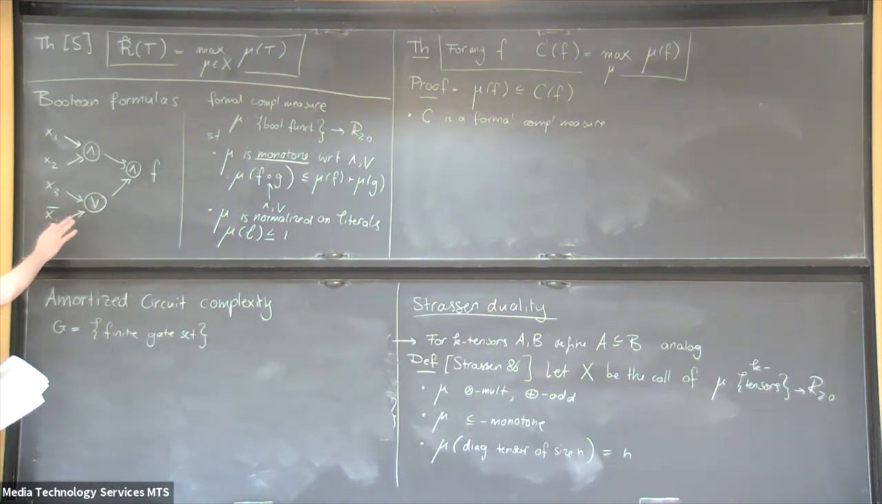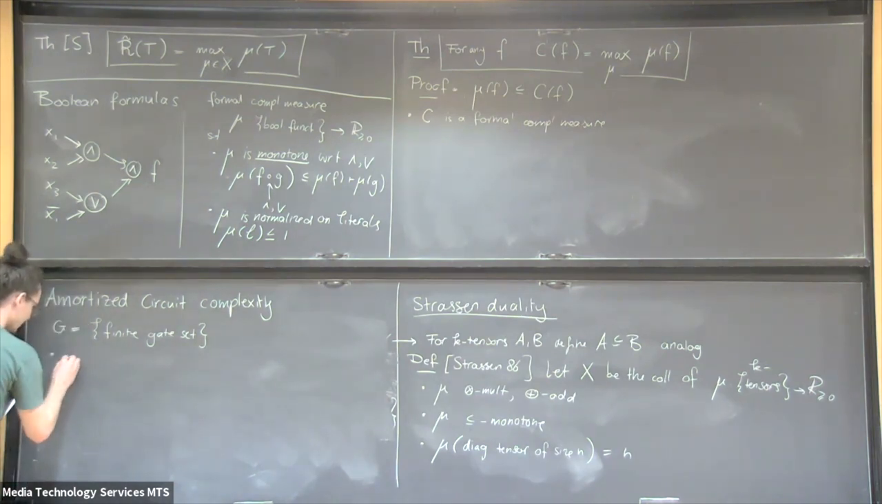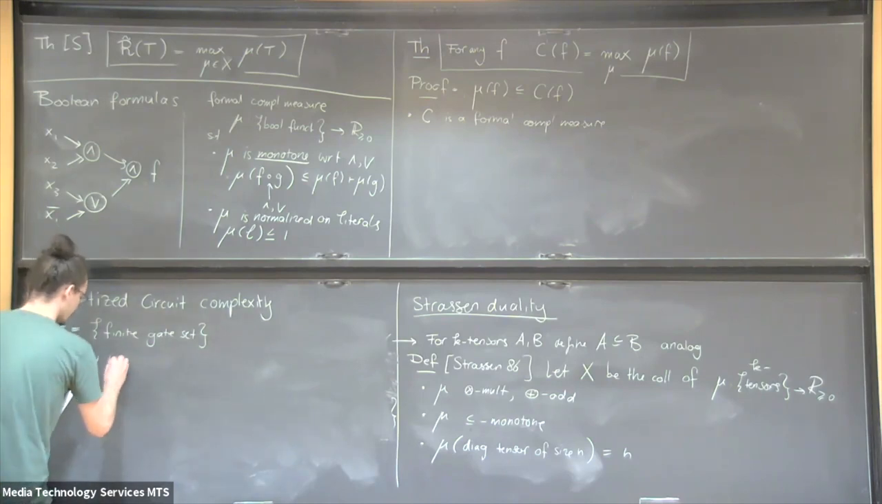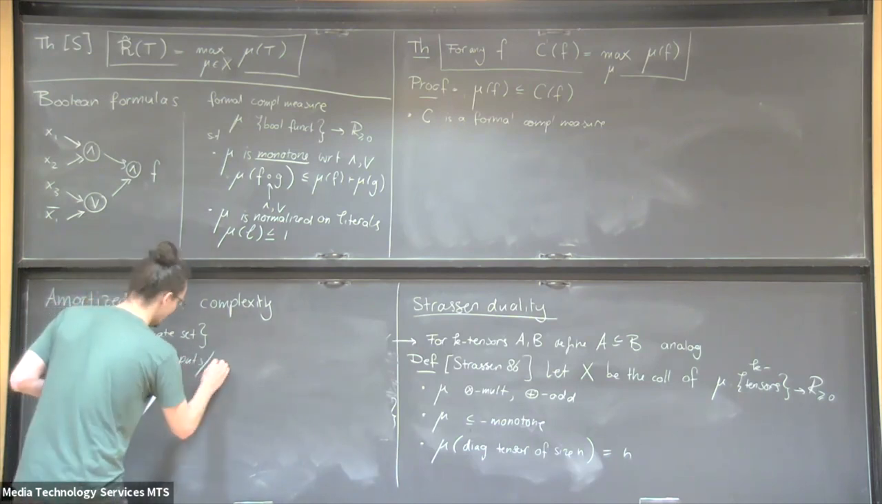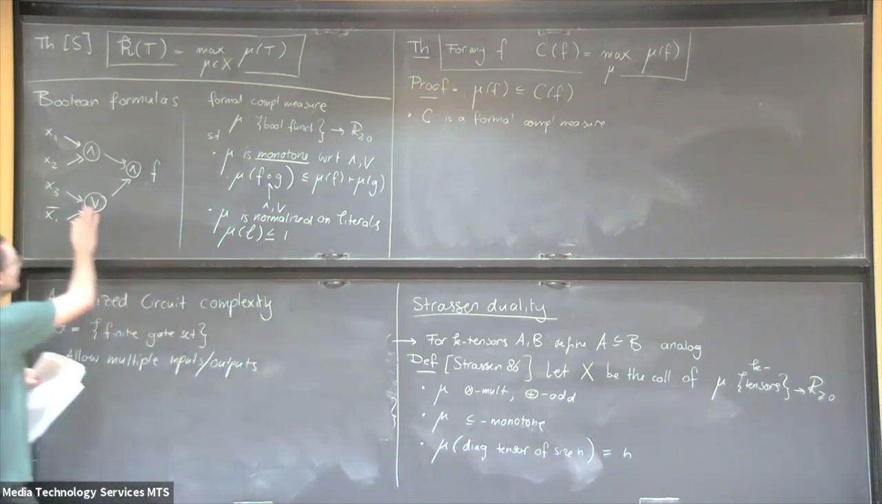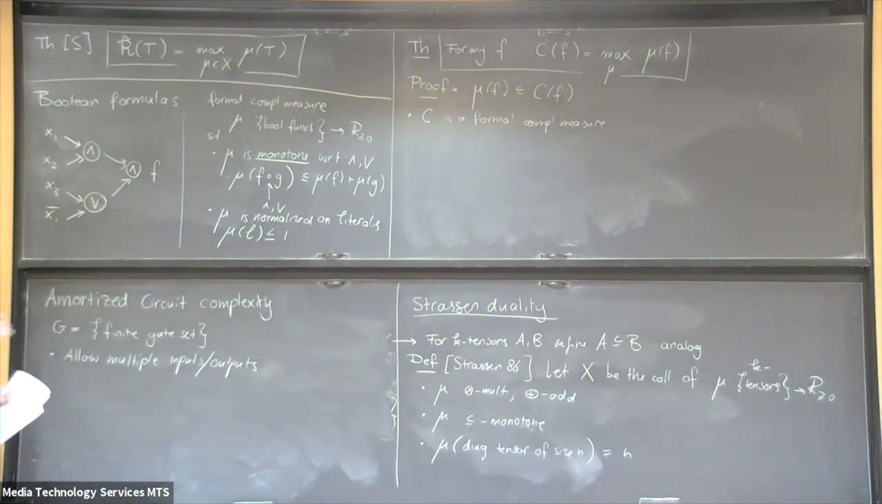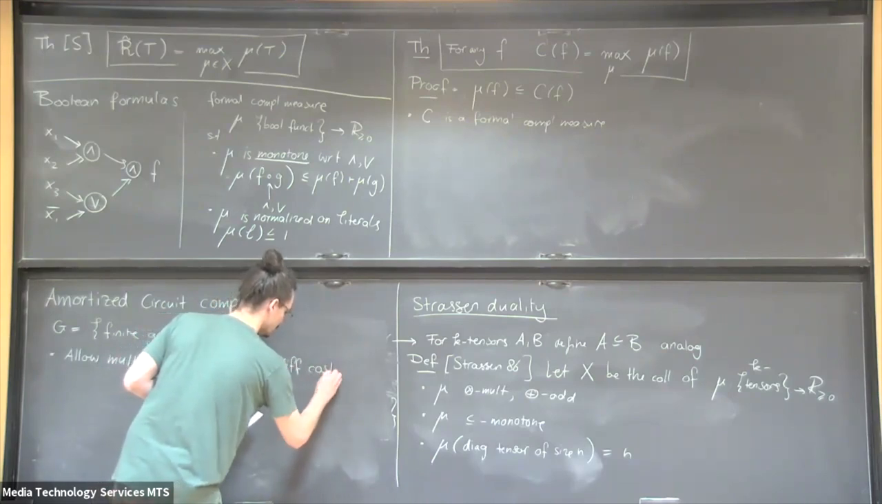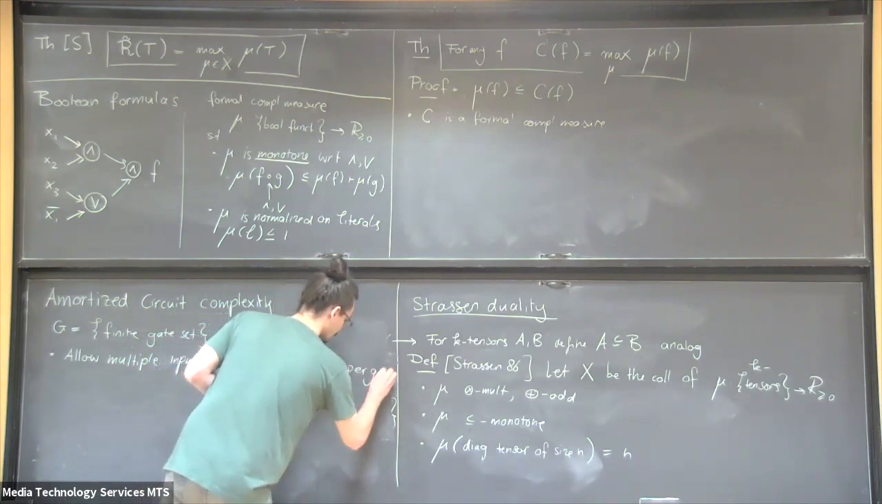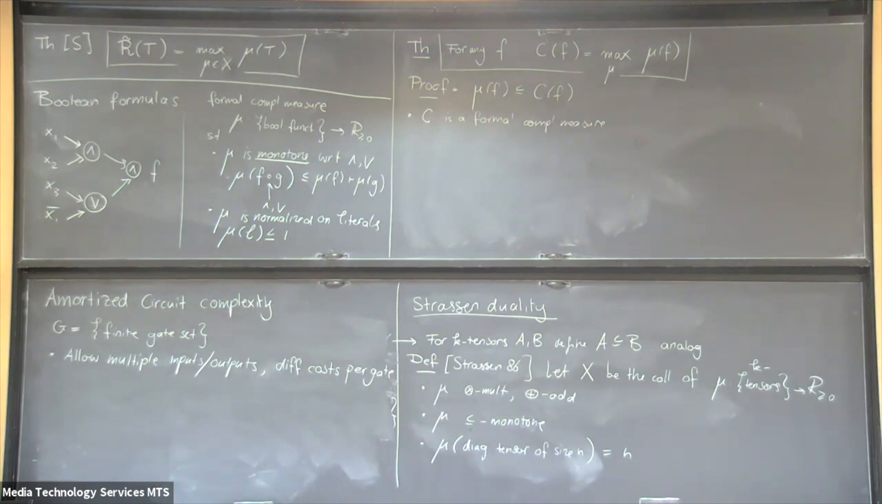So for example, this finite gate set could be these AND and OR gates, right, for formulas. But I'll allow you to do much more. I'll allow these gate sets to have multiple inputs, multiple outputs. Right here, we didn't have multiple outputs. Every gate only has a single output, but we're going to do it more generally here. And I'll allow you to assign a cost to every gate, which can be different per gate. So you can assign different costs per gate.